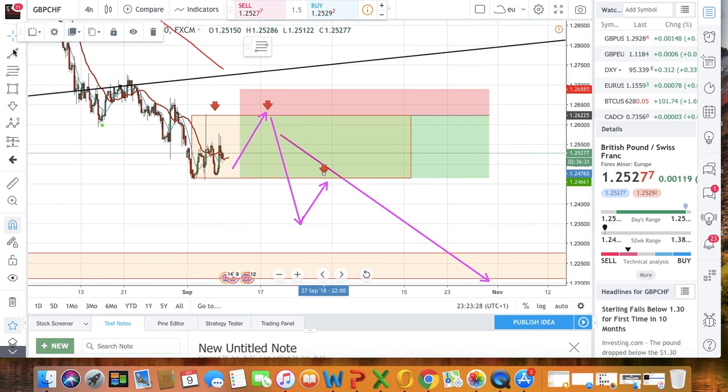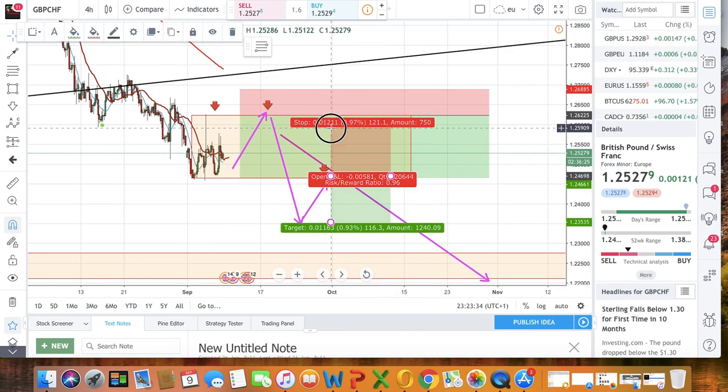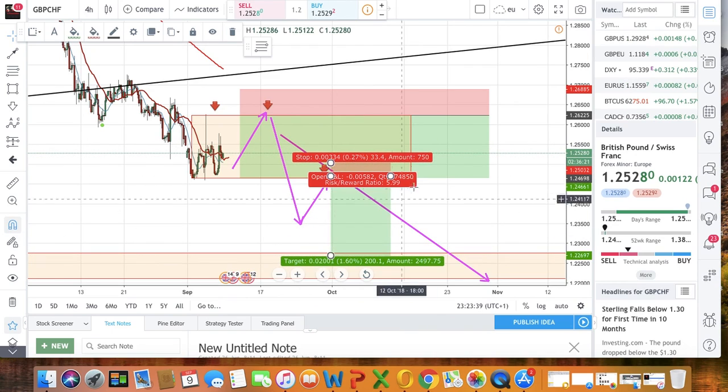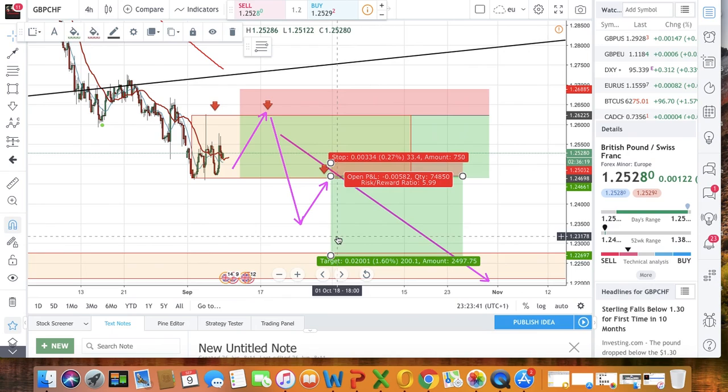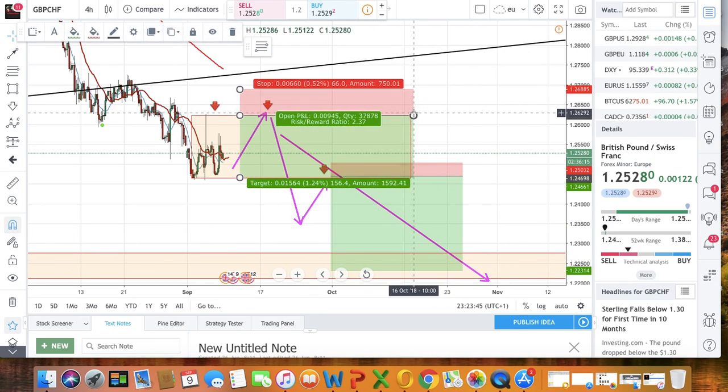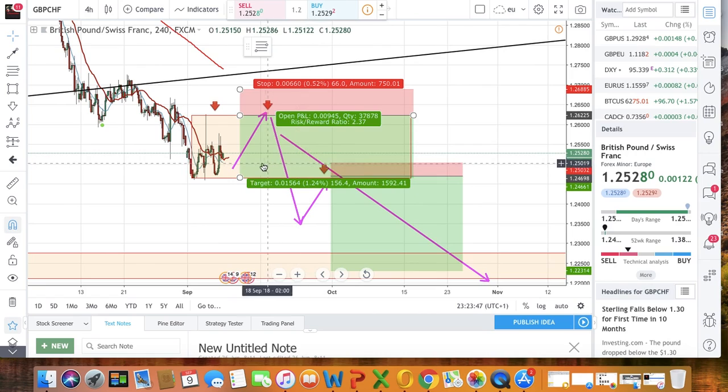So once we've retested, you're going to be looking at taking another sell opportunity to take us down to our weekly support right there. So this is what next week's trade should hopefully look like within this region.